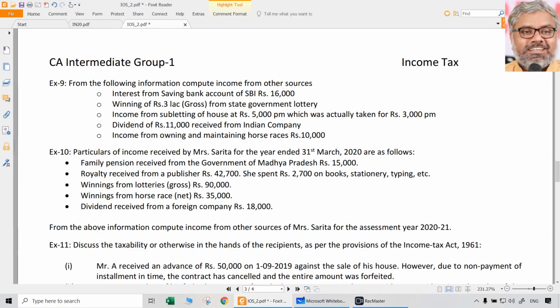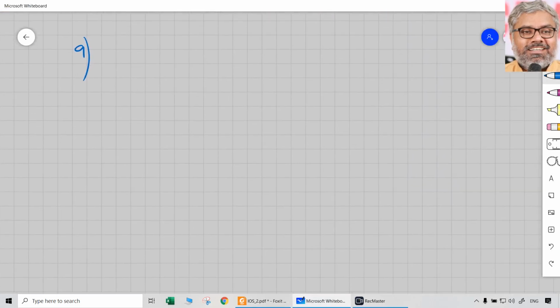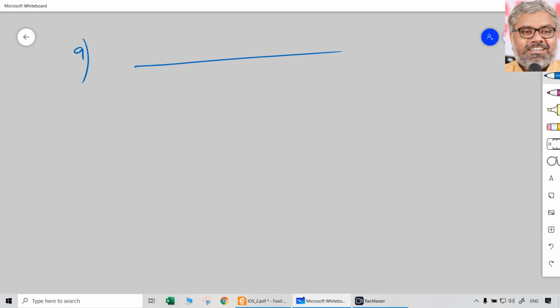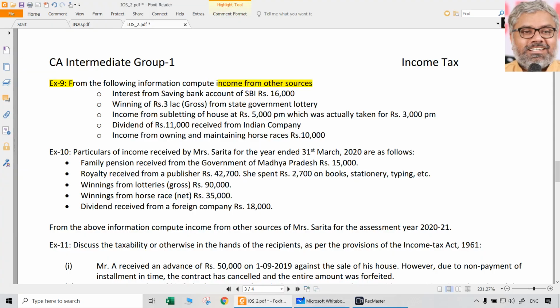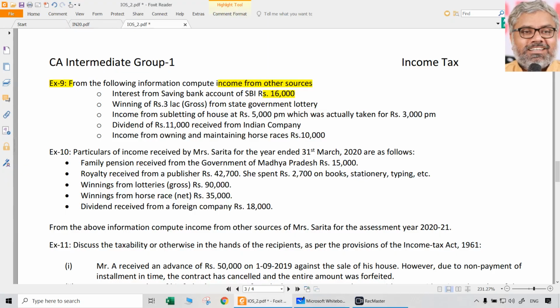Exercise number 9. Some more provisions also need to be now either applied or known. So exercise number 9. From the following information, compute income from other sources, it is asking. Okay, as usual. Particulars, amount. Interest from savings bank account of SBI 16,000. Interest is taxable. Already some people think about deduction being available. We know that. But that is not asked.